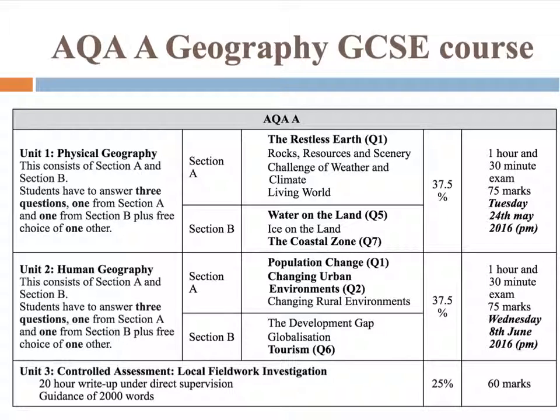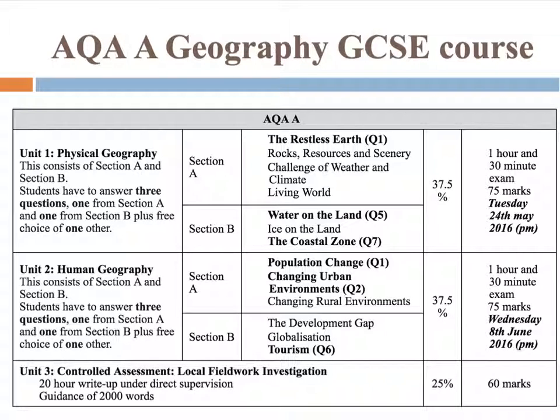The second and third parts are two exams. The first exam is Unit 1 Physical Geography, and this will take place on Tuesday the 24th of May 2016 in the afternoon. It is a 1 hour and 30-minute exam and contributes 37.5% of your child's GCSE grade.